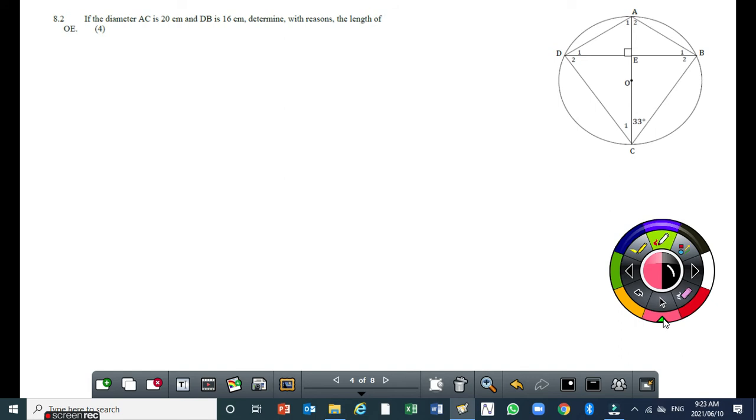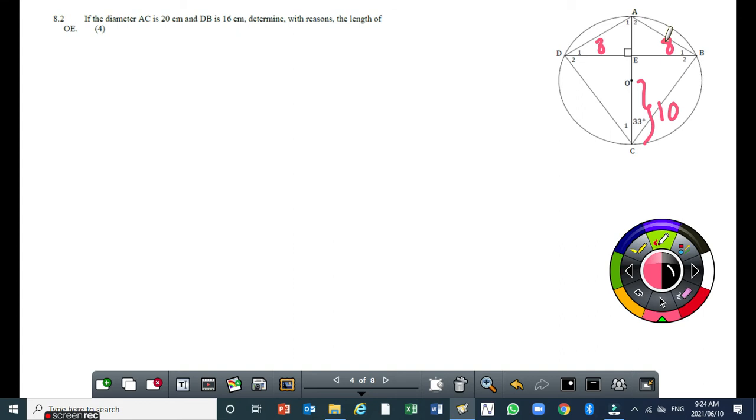Let's go over this question. In this question, you are given the diameter is 20 centimeters. So your AC is 20, which means the radius will be equal to 10. So the length of that radius there is going to be 10. So OC is 10, also OA is 10. Then DB is given there as 16, which means DE will be 8 and EB will be 8. Then the question says, determine with reason the length of OE.